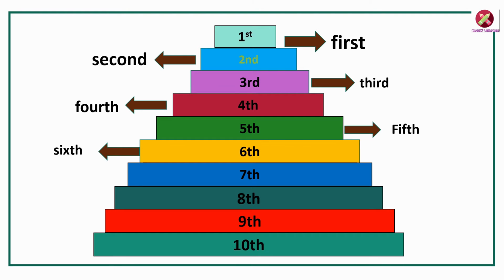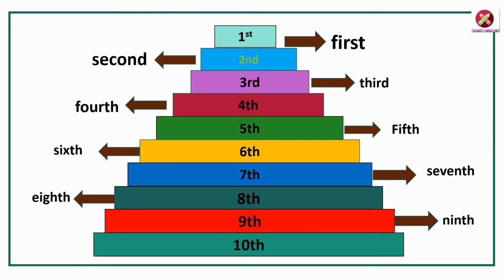Next, sixth. Next, seventh. Next, eighth. Next, ninth. At last, we have the 10th block in the tower. In this manner, we define the position of the blocks in a tower in a vertical manner.